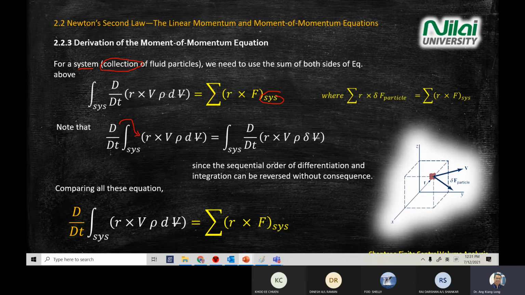If you compare the first equation and the last equation here, actually we're playing with the location of dt, either inside or outside. So we're actually modifying the equation a little bit. We pull this one out so that we can straight away differentiate the parameter r, v, rho dv.